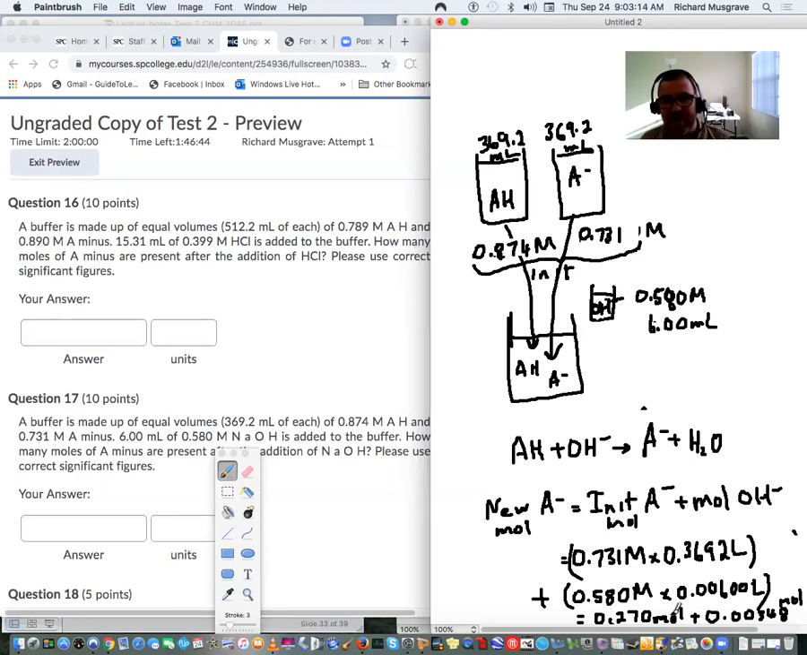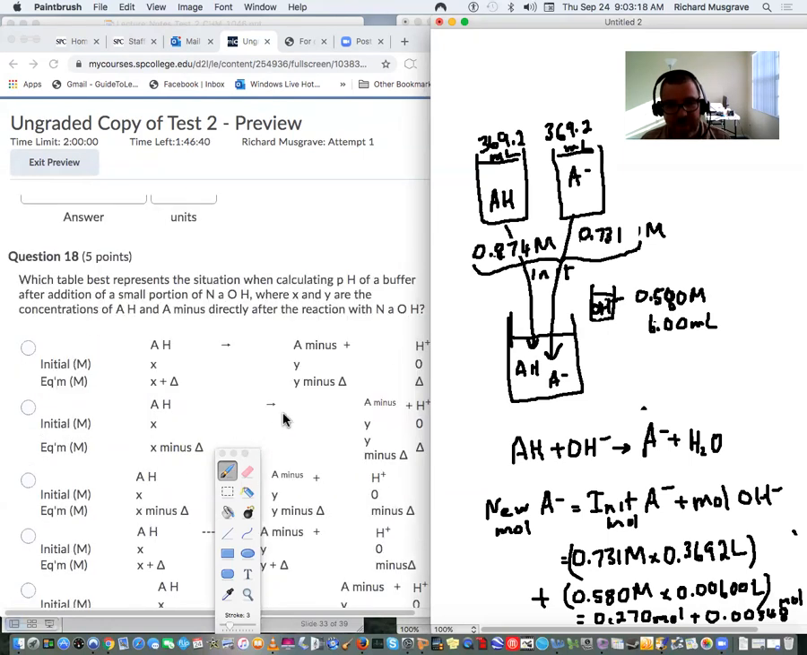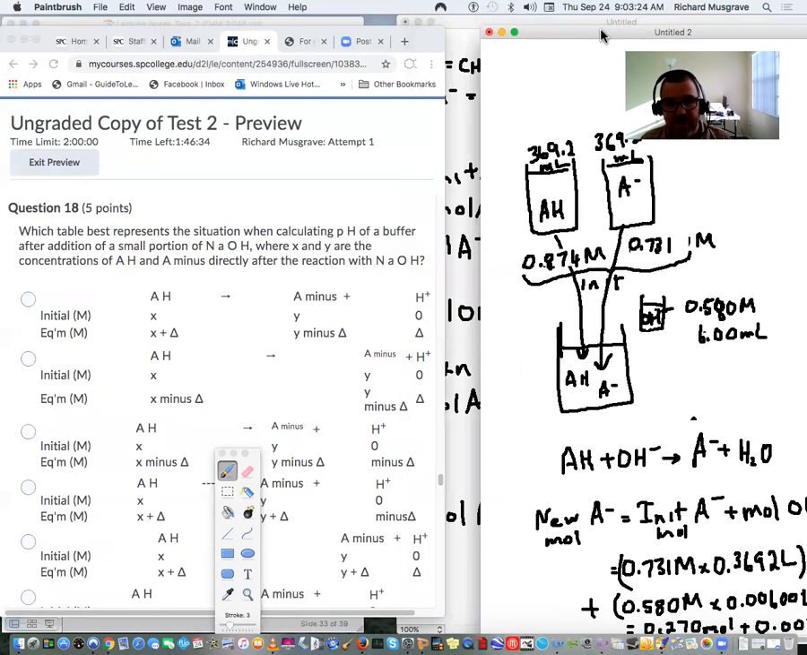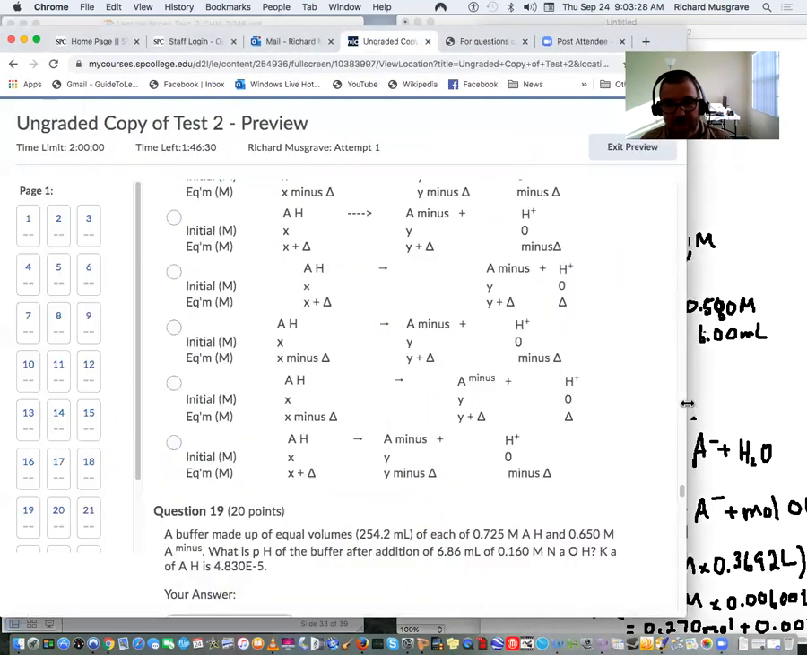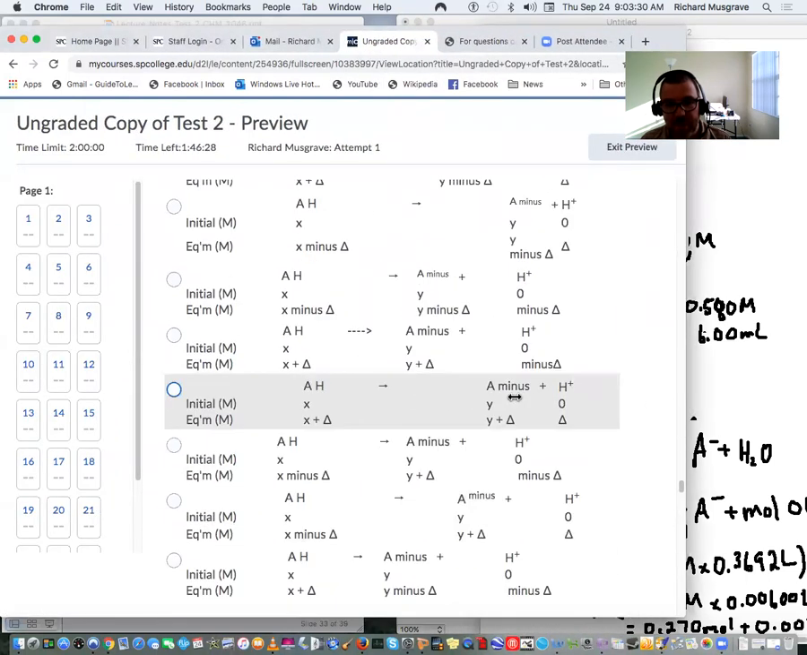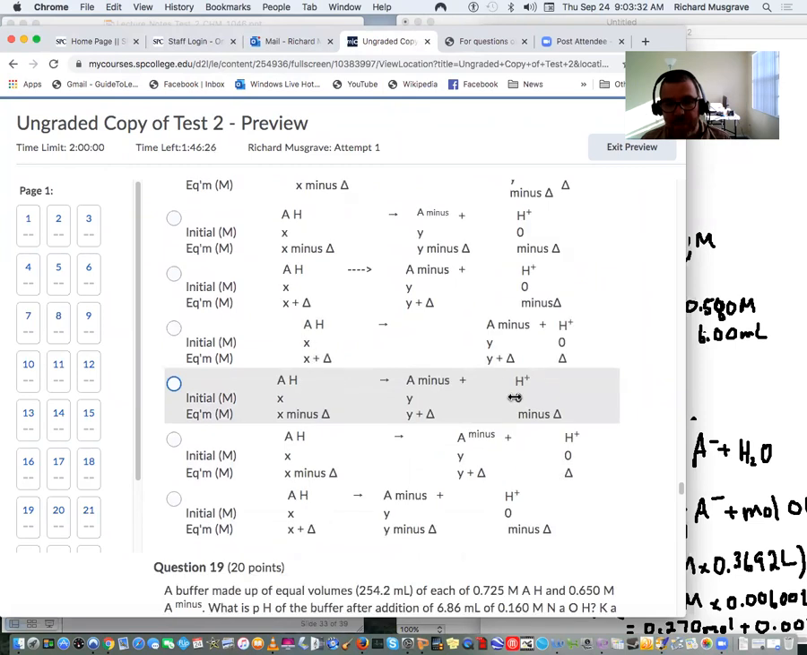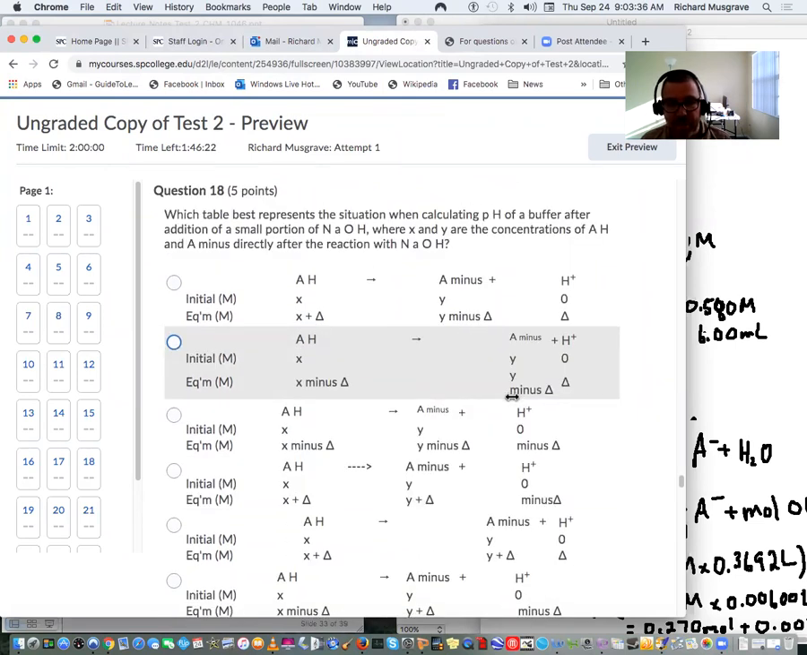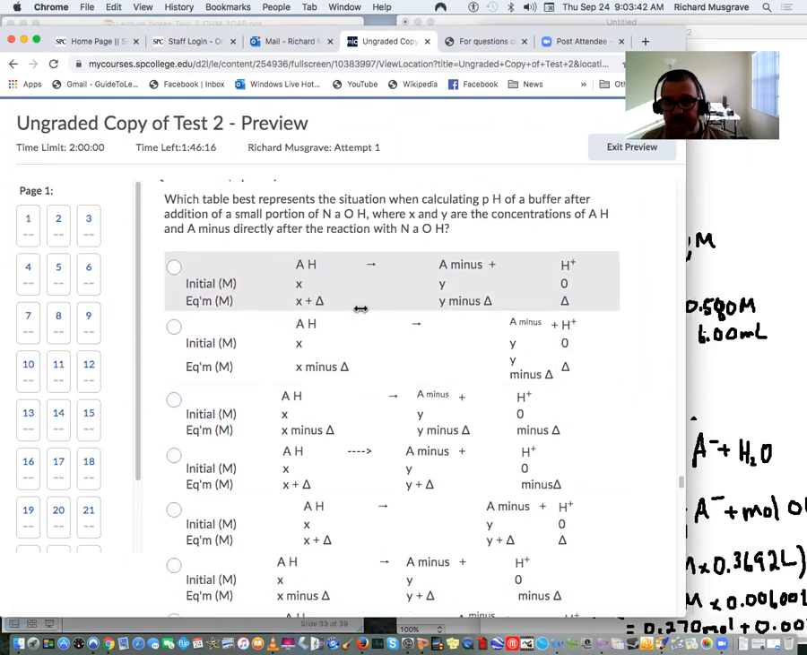All right, any questions? Any questions? Okay. Now question 18. Let me expand this out a bit. This is the table that we get while we're doing that. And I'm going to give you a spoiler alert here. Whether we're adding sodium hydroxide or HCl, the right answer doesn't change.